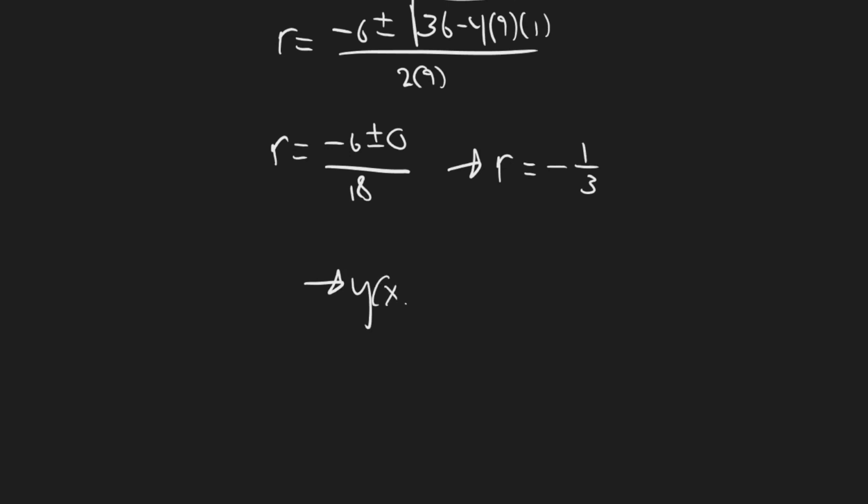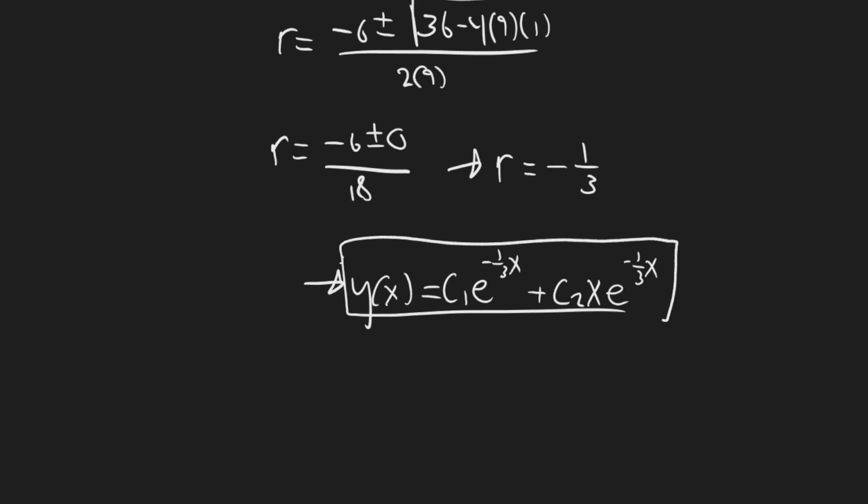And so we just got to plug it in to the general solution. y equals c1 e to the rx, negative 1/3 times x, plus c2 x e to the negative 1/3 times x. That'll do it for our final solution here. Let's go into another example.